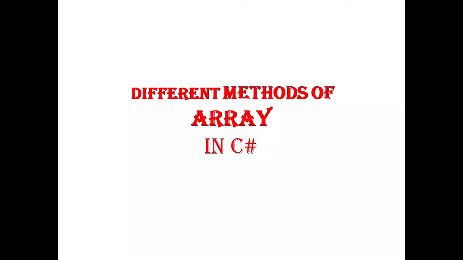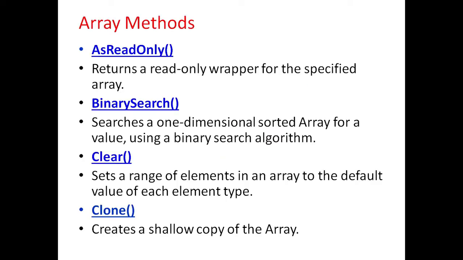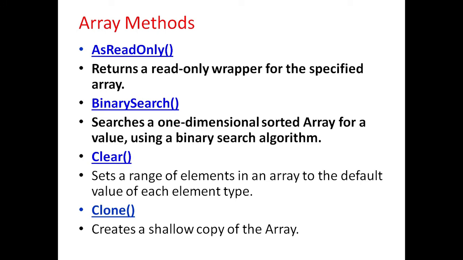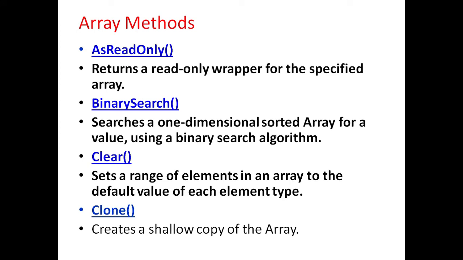Here we will see different methods of array in C#. First is AsReadOnly. This method returns a read-only wrapper for the specified array. BinarySearch method searches a one-dimensional sorted array for a value using binary search algorithm. Clear method sets a range of elements in an array to the default value of each element type.